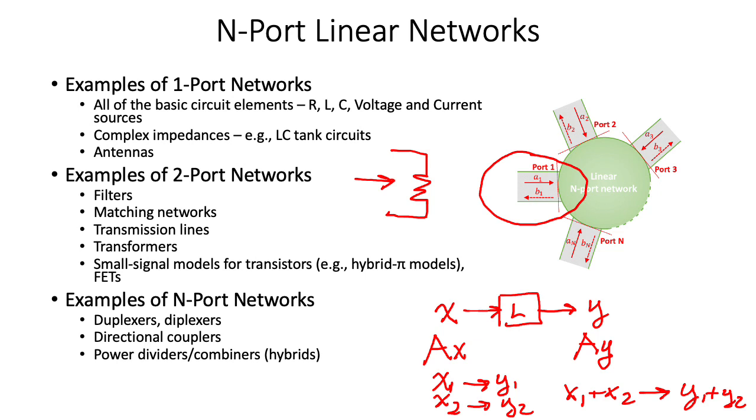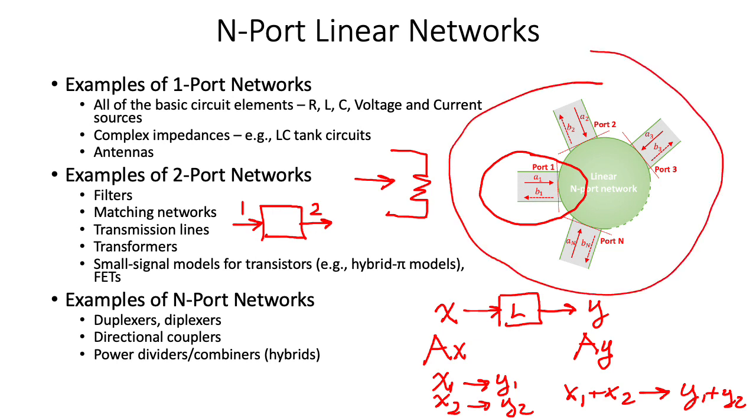Two-port linear networks are things like filters. For example, if I have an LC filter, I apply an input here and I end up with an output. Here's one port and here's a second port. And an example of N-port networks are things like diplexers. Here's a good example of a diplexer right here. So I have one input that results in multiple outputs.